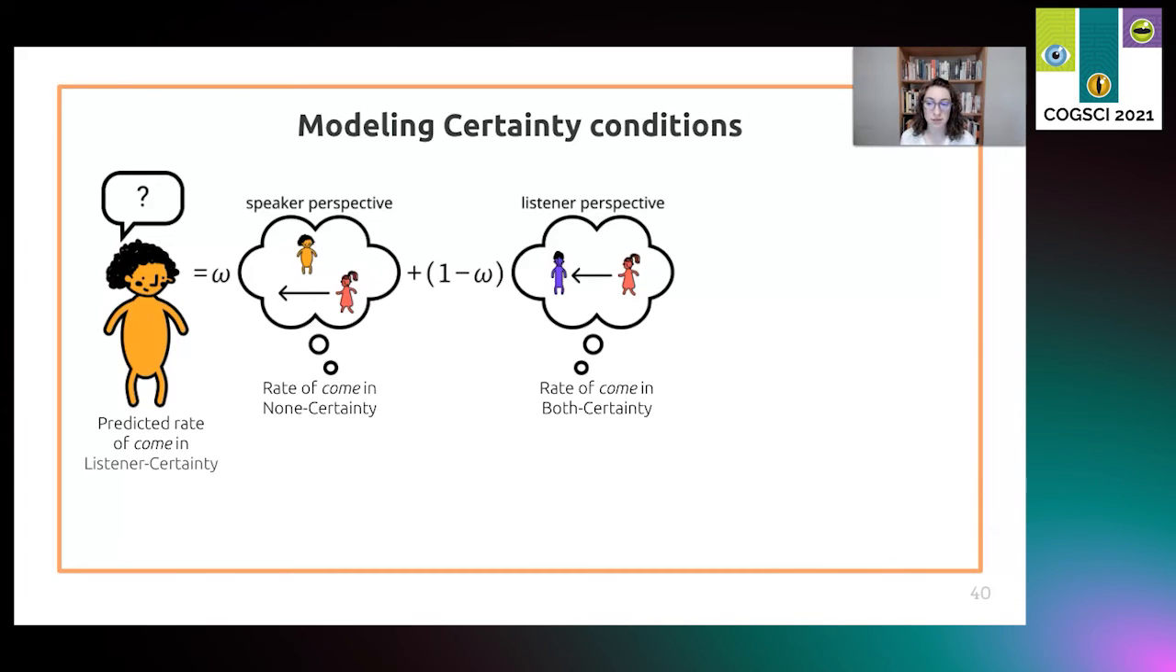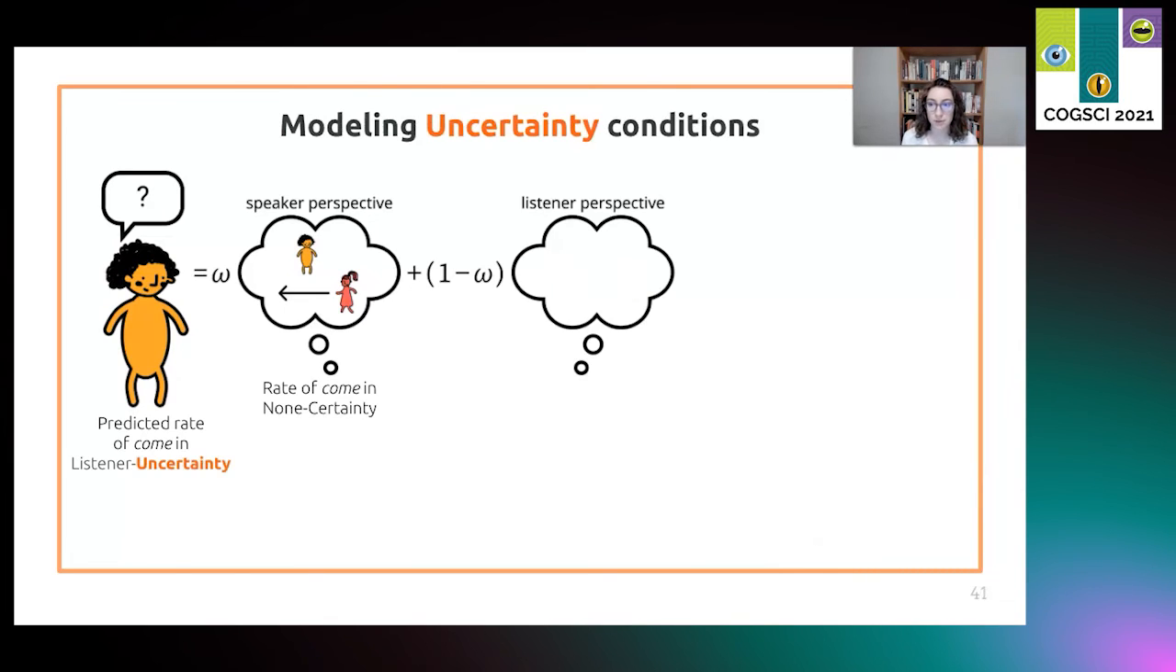So now I'm going to show how we extend our modeling from the certainty conditions to model the uncertainty conditions. Remember that this is how we predicted the rate of come for listener certainty. I'm going to compare the listener certainty and listener uncertainty conditions to illustrate how we model the uncertainty conditions in general. So in comparing these two conditions, the speaker's perspective stays the same, since the speaker's location hasn't changed. In contrast, we now have two possible locations for the listener. They might be at the destination, or they might not.